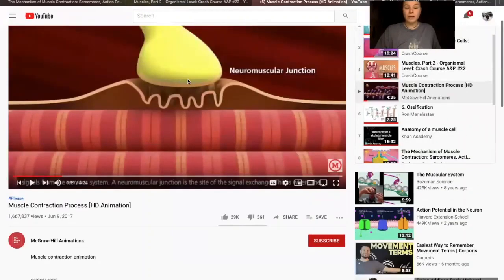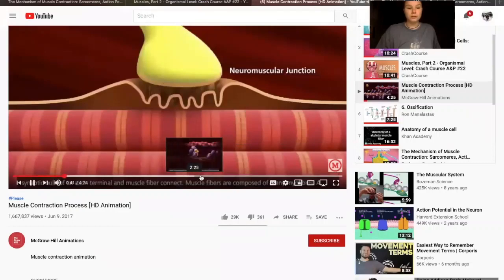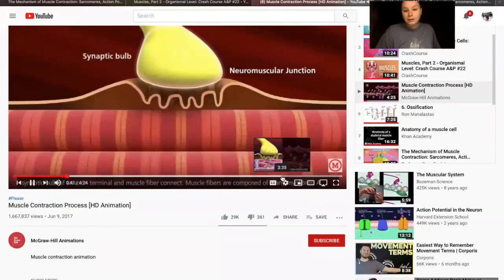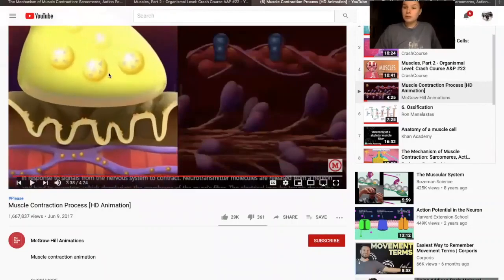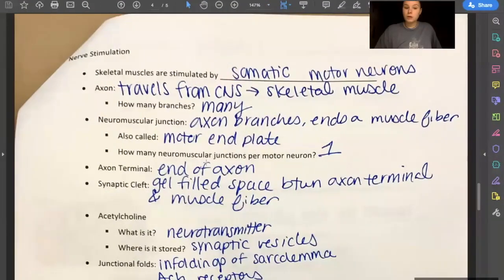So, right, neuromuscular junction, neuron. Is it going to show me any of it? Really not. Okay, cool.